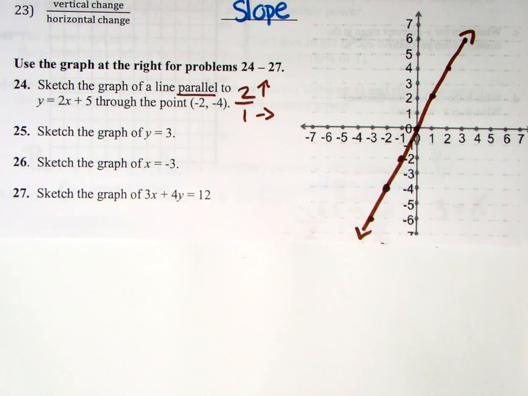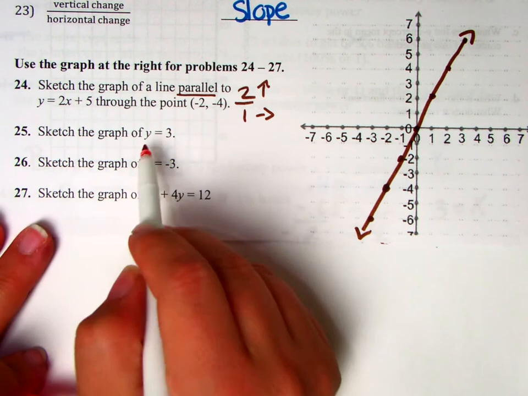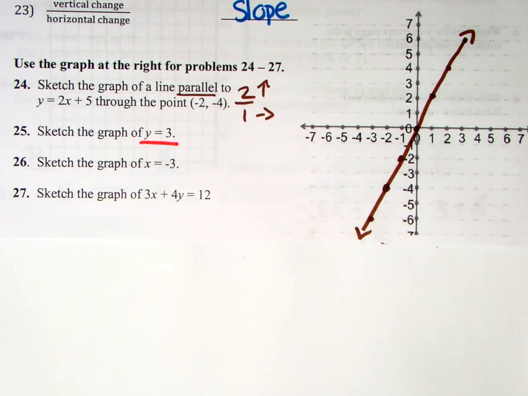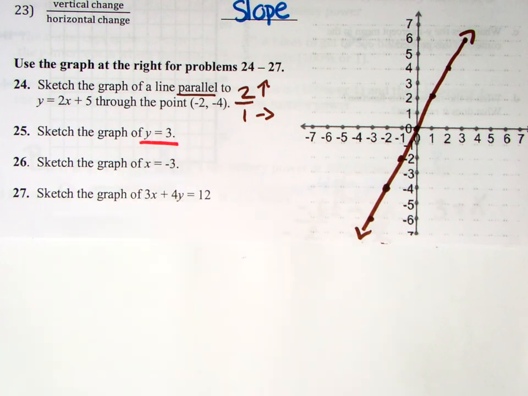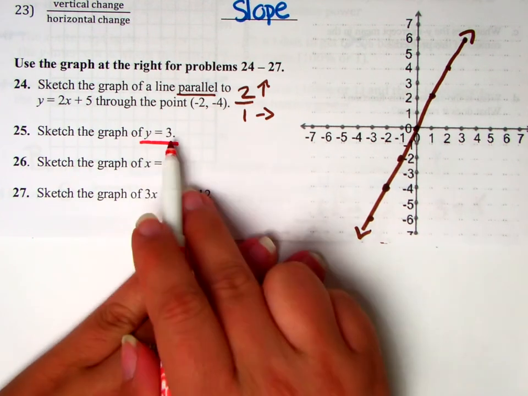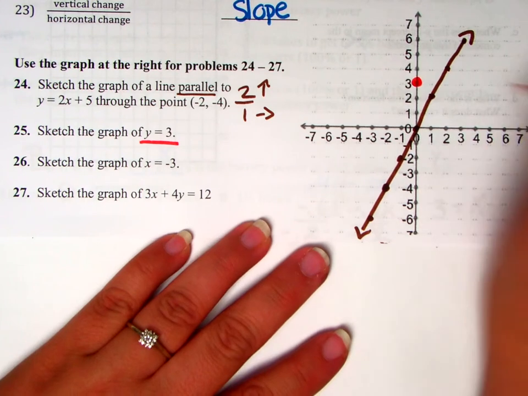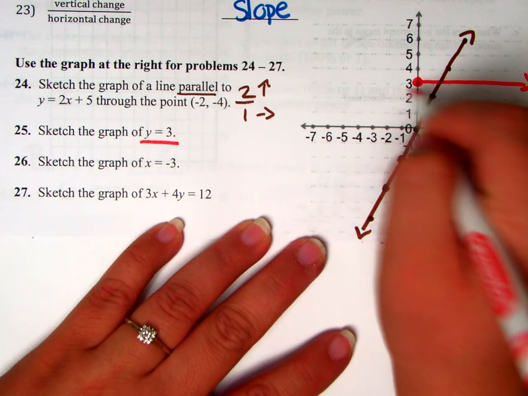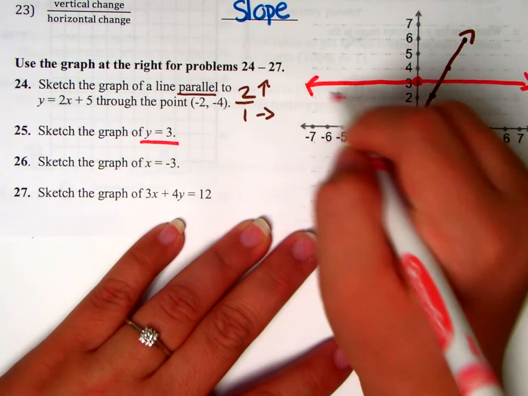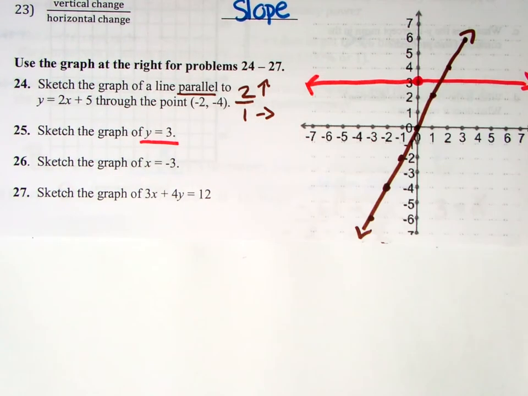Number 25, I'll do that in a different color. Sketch the graph y equals 3. Ooh, there's no x there. So what do we know about y equals a number? Are those horizontal lines or vertical lines? Hopefully you said they're horizontal lines. So y is equal to 3. We know that dot's right there. It's going to go side to side. Bam, we are done. Problem solved.